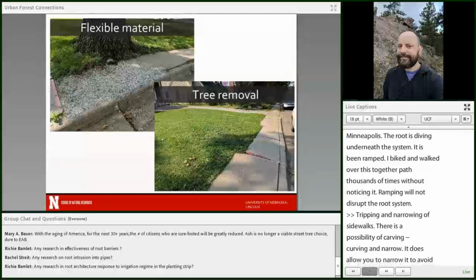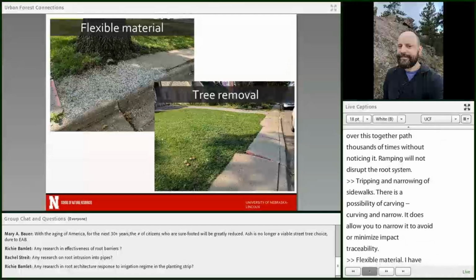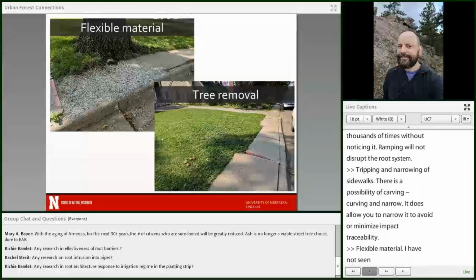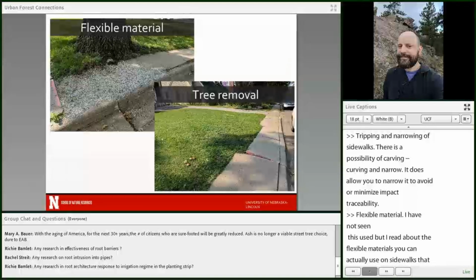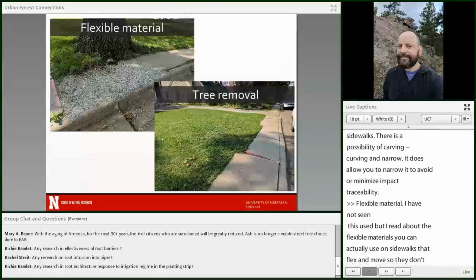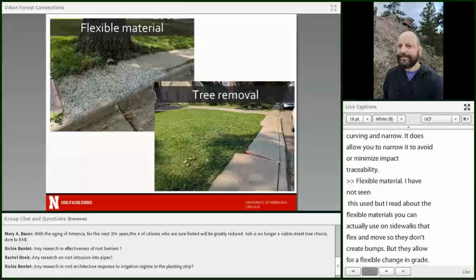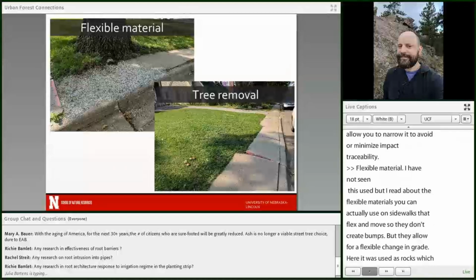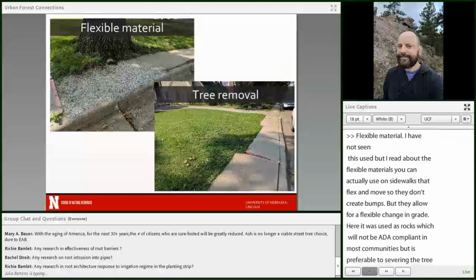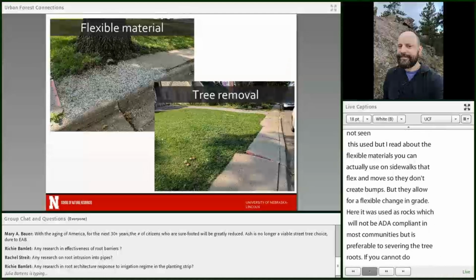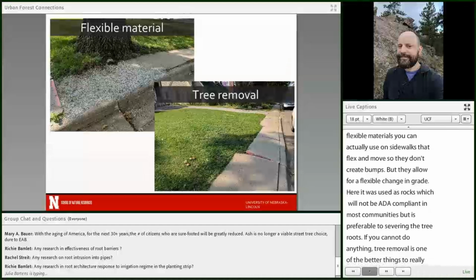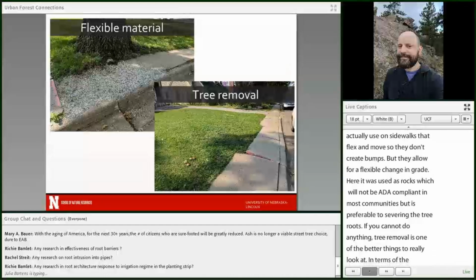Flexible materials, I haven't used or seen used, although I've read about some of the flexible materials that you can use as sidewalks that flex and move so that they don't create those little bumps, but they do allow for a flexible change in grade. Here it was just used as rocks, which is probably not going to be ADA compliant in most communities, but is preferable to severing the tree roots. If you can't do anything, tree removal is probably one of the better things to look at in terms of the stability of the tree and its potential negative impact to people's homes, cars, and in the worst case, people's lives.